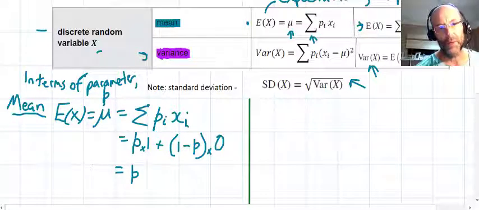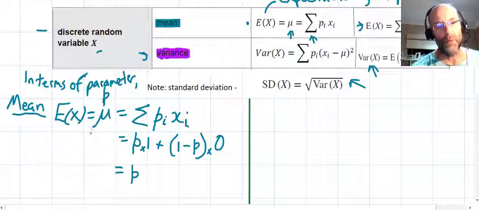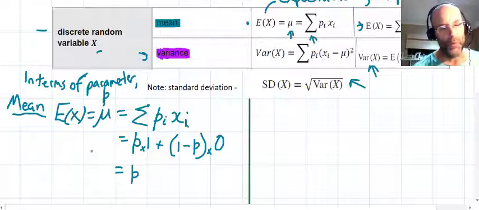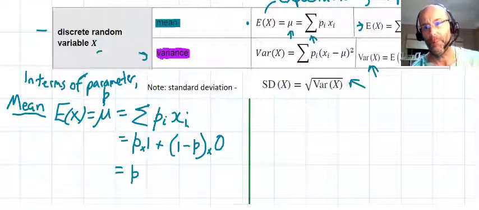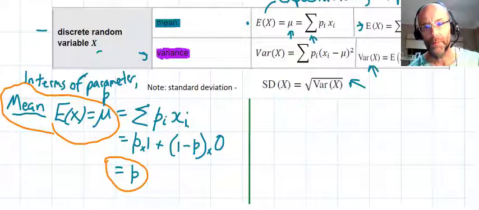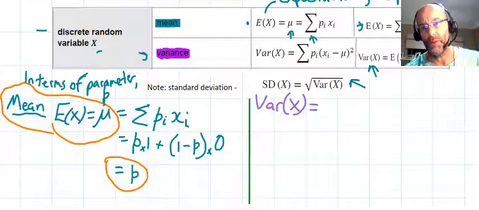So basically it's p. So the mean for a Bernoulli trial, one Bernoulli trial, is p. Okay, that's noteworthy, so note it. For the variance of x now, you could use either formula. Okay, I'll show you both very quickly.